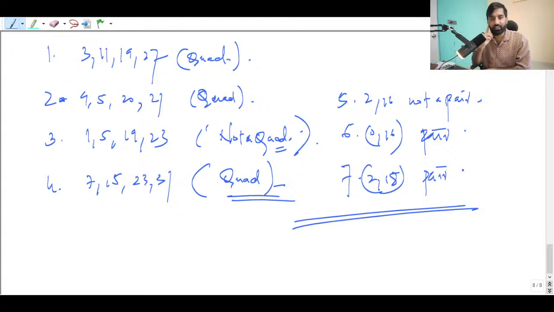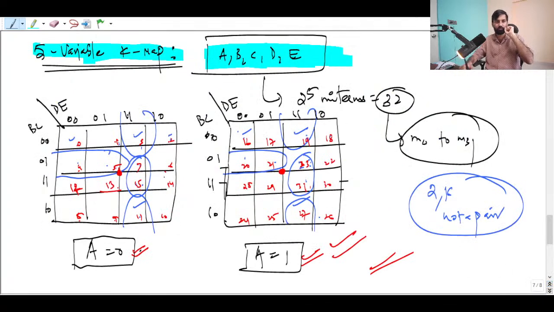So I think this is clear. Now, can you tell me what can be the octet? If you take 0, 2, 8, 10, from both you can say. Here your focus should be here. If you look at 0, 2, 8, 10, 16, 18, 24, 26, they are an octet.